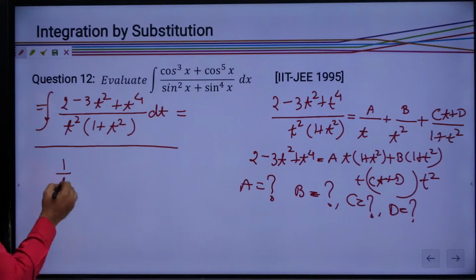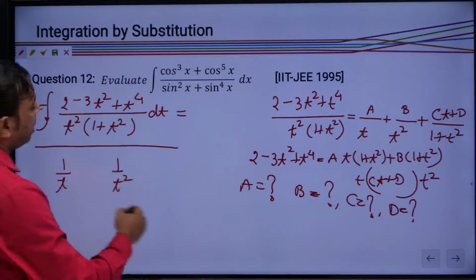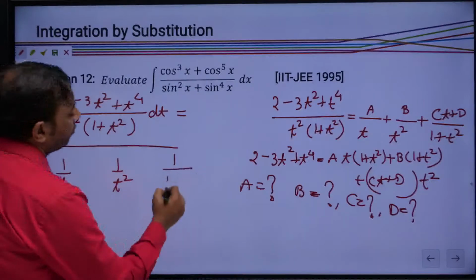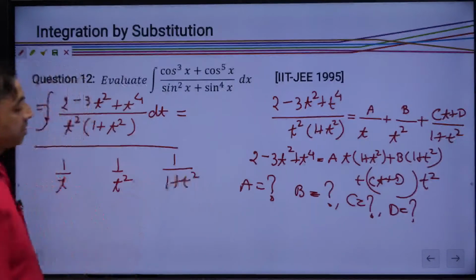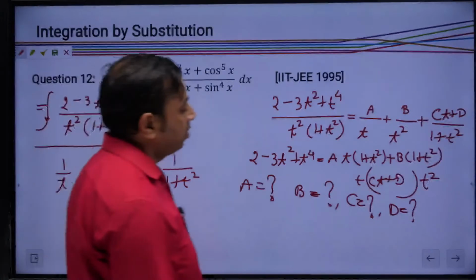What we need is the formula for the integration of 1 upon t, 1 upon t square, and the formula for 1 upon (1 plus t square) as well. So by using those formulas we can integrate this function. Now it's a simple job that anybody can complete. Okay, so that's all for today.